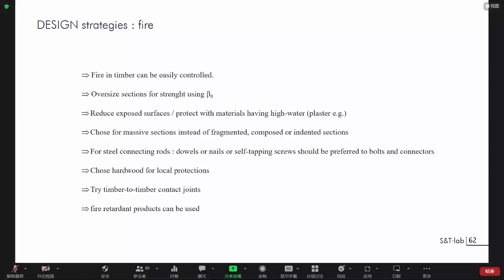You can try to use timber-to-timber contact joints. In that case, you won't have to suffer what's happening to steel. And you also have fire retardant products that can be used on timber, since they change the chemical reaction, but it will turn your natural material into a material that won't be that natural, and that could be a problem at the end of life stage, and that's for sustainability.